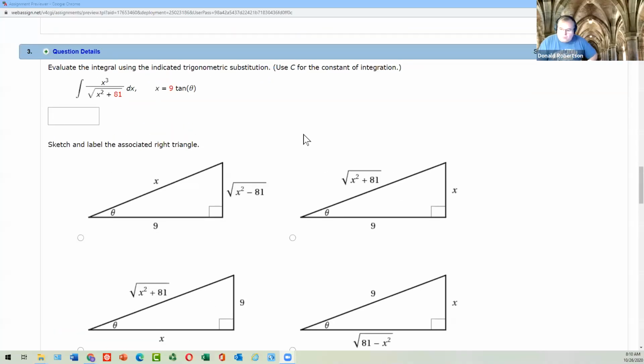And don't worry about these weird triangles and things. We'll talk about them later. Right now, all I want to do is look at the integral and pick the right x sub.